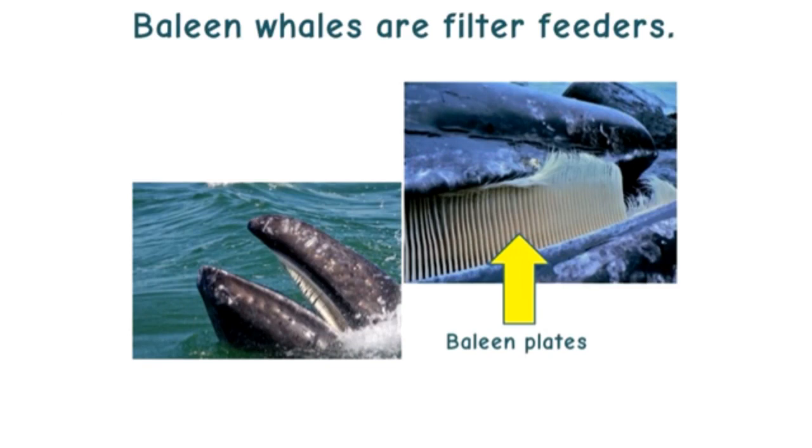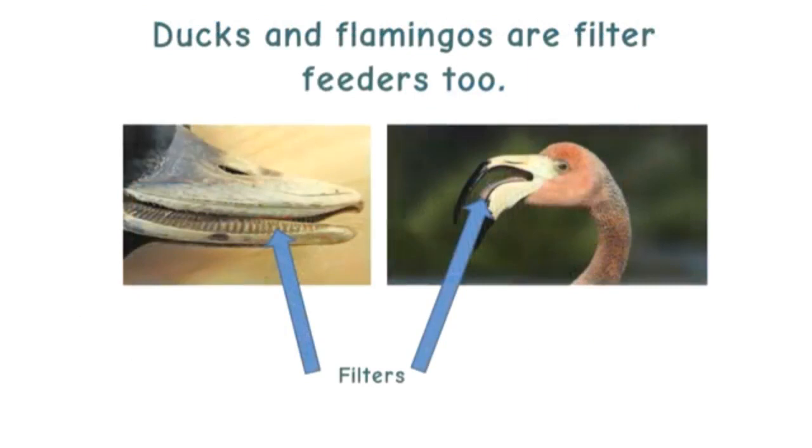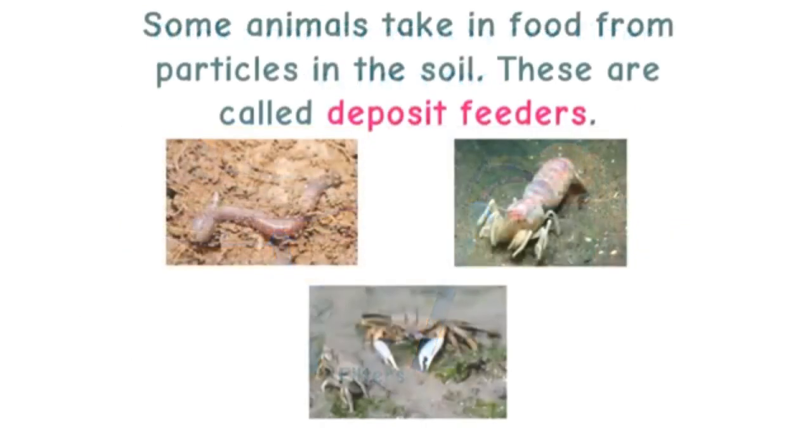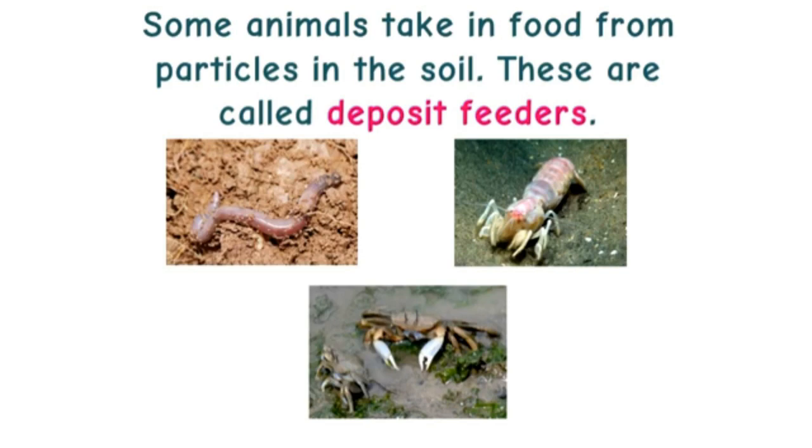See the picture of baleen whale. Ducks and flamingos are filter feeders too. Some animals take in food from the particles in the soil. These are called deposit feeders. कुछ animals ऐसे होते हैं जो अपना food कहाँ से लेते हैं, जो soil में particles होते हैं वहाँ से अपना खाना लेते हैं. So these are called deposit feeders.